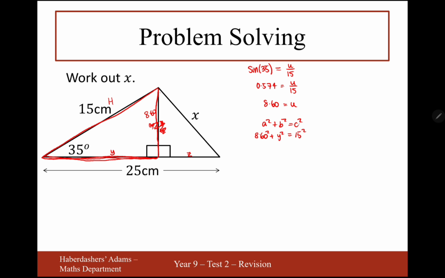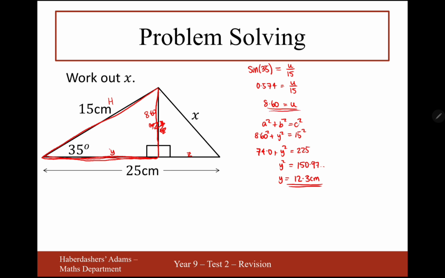Now, you've got to remember the 25 is not going to be the base of the left-hand triangle, it's the base of the whole thing. So it's not y, so I'll have to work out y myself. So 8.6 squared is 74.0 plus y squared equals 225. Subtract the 74.0 to the other side, and you get 150.97 and so on, and then square root that answer, and you get 12.3 centimeters to 3 significant figures.